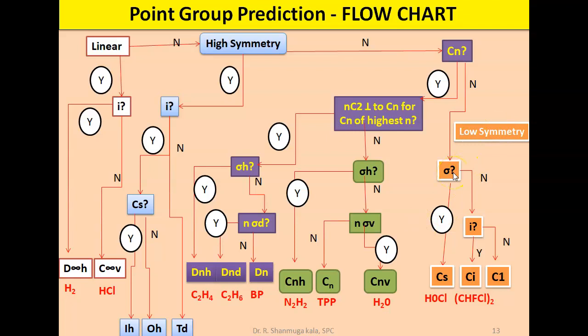And if it is of low symmetry, then find whether a sigma plane is there or not. If yes, Cs, right, formyl chloride. And if no, and no center of inversion, then C1. And if a center of inversion is present, then Ci, right? So this flowchart will help you to find out the point group of any type of molecule. Thank you.